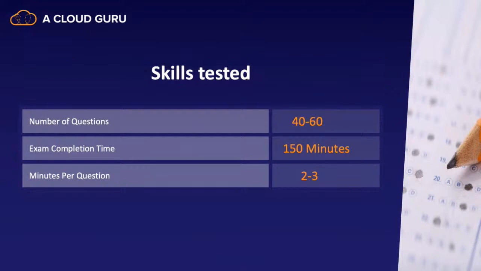So, like I said, it's going to be 150 minutes, 40 to 60 questions, and 2 to 3 minutes per question. If you have any difficulty getting through a question, it's recommended that you skip that question and come back to it later. Then there might be a couple of questions that can't be gone back to and reviewed, and those exam questions will actually indicate which ones those are.